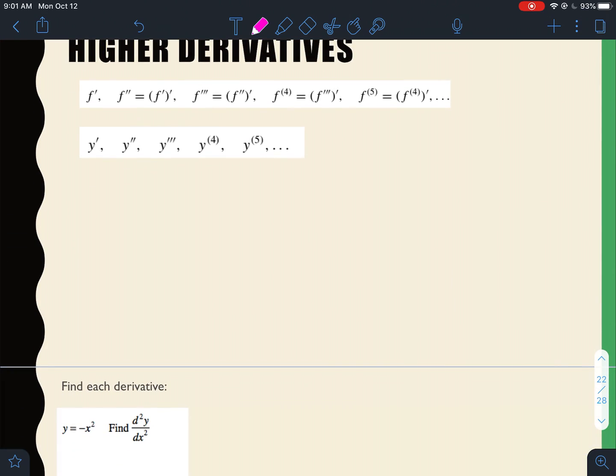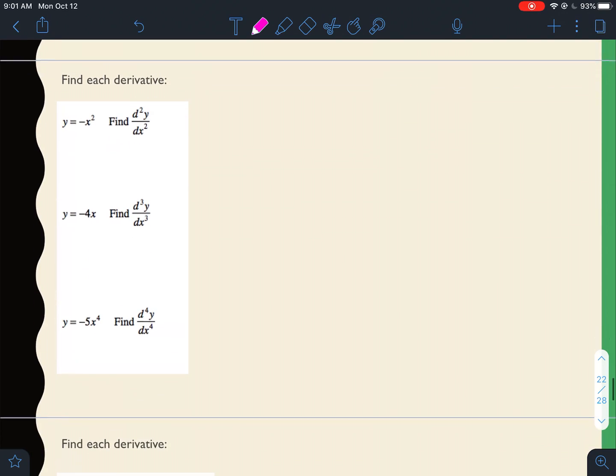So, higher order derivatives. You don't just have to take the first derivative. You can take something called the second derivative, the third derivative, the fourth derivative, the fifth derivative. In physics, if your original function is displacement, if you take the first derivative, you're getting the velocity. If you take the second derivative, you're getting something called acceleration. If you take the third derivative, you're getting the jerk, and so on and so forth.